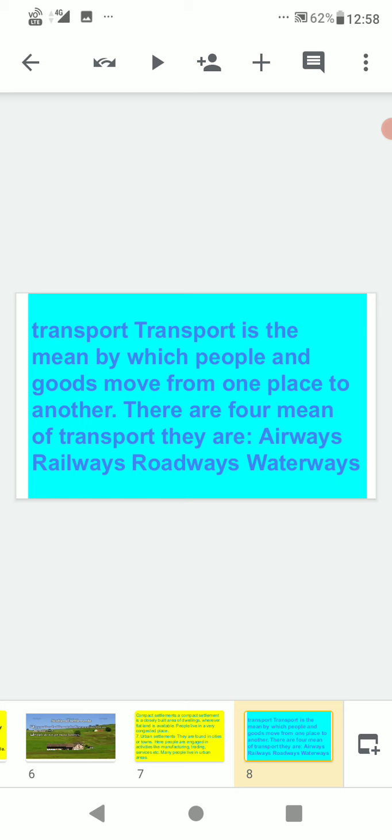Aeroplanes have made travel faster. Now it takes only 6 to 8 hours to travel from India to Europe. Modern means of transport thus save time and energy.